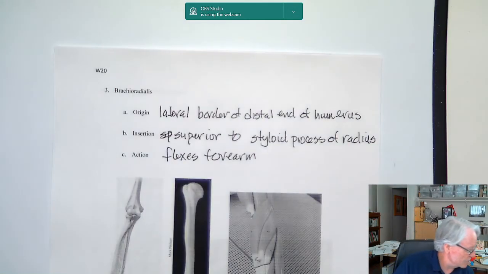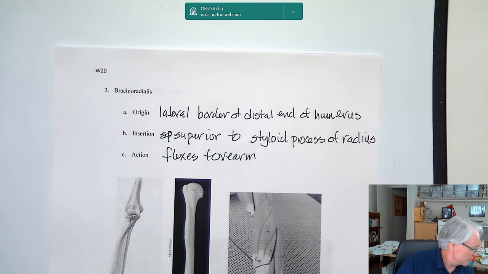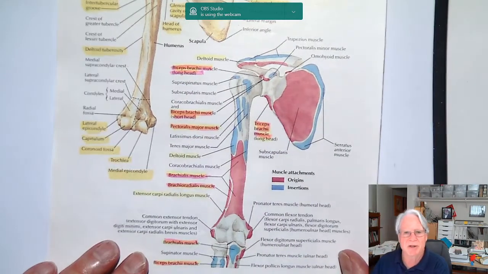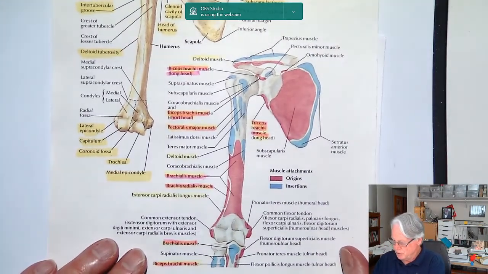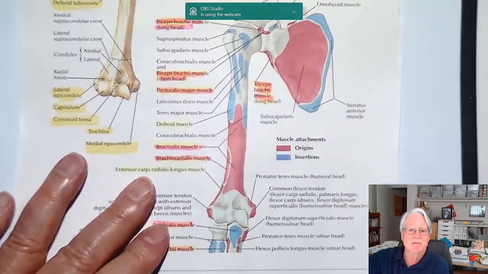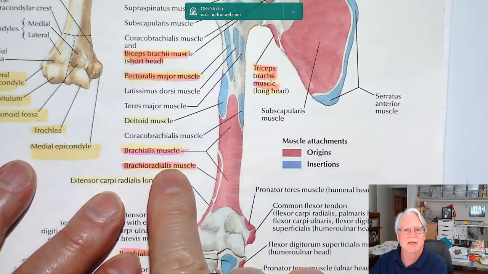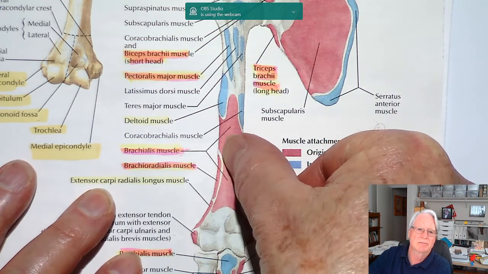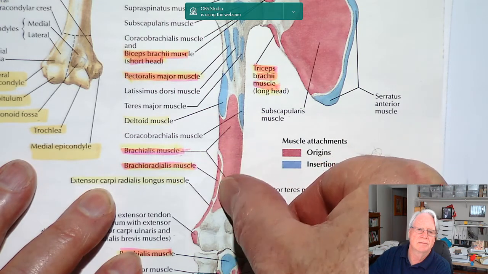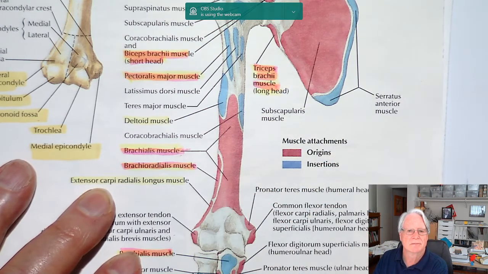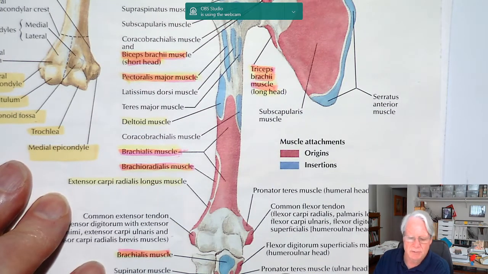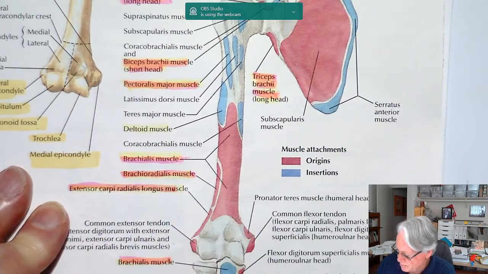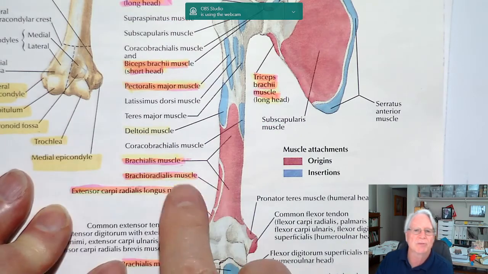All right, well, let's go ahead and identify the location of the origin. Remember, the origin is the lateral border of the distal end of the humerus. So here, if we look closely, brachioradialis muscle, and there it is, right there, okay? Let me just do this. We're actually going to be looking at this muscle as well. I want to highlight that. So that's my brachioradialis.